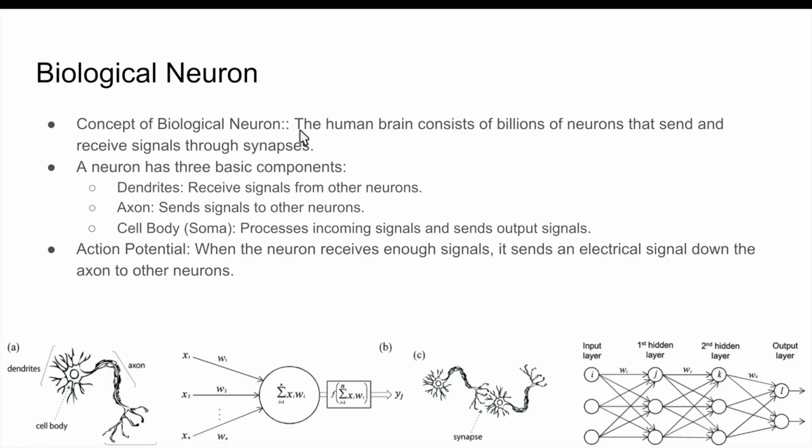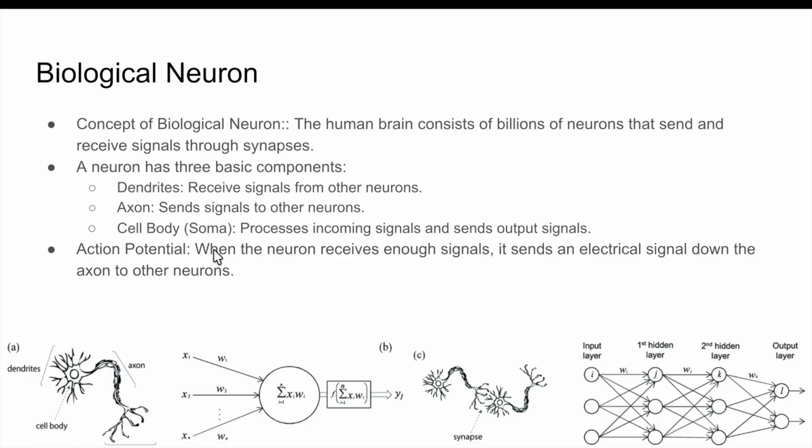The concept of biological neuron: the human brain consists of billions of neurons that send and receive signals through synapses. What are the basic components of the cell? This cell has the dendrites, which receive signals from other neurons, the axon, which sends the signal to other neurons, and the cell body, that is the soma over here, which processes the incoming signal and sends the output signal.